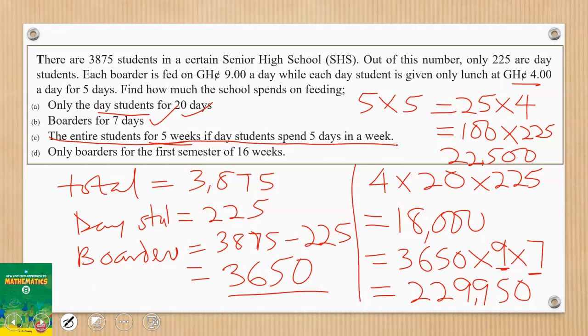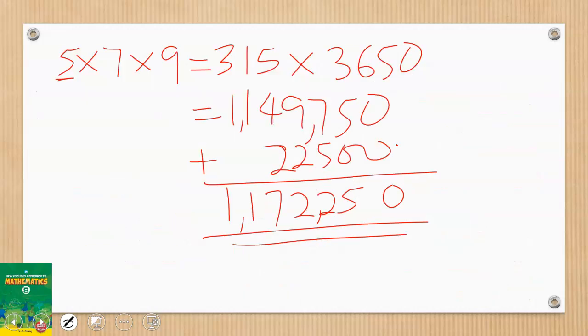Then they said only boarders for first semester, which is 16 weeks. Okay, so for first semester for 16 weeks, only boarders. So what it means again is that, let me clean this part off. Now for 16 weeks, the boarders, they have 7 days in the week times 16 will give us what? So 7 days times 16 will be 112, right? Good. So 112 times how much they spend on each of the students? 9. And so again, we multiply that by 9.